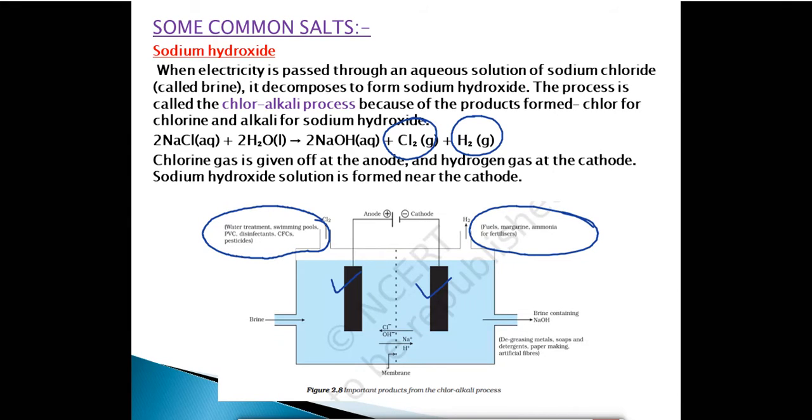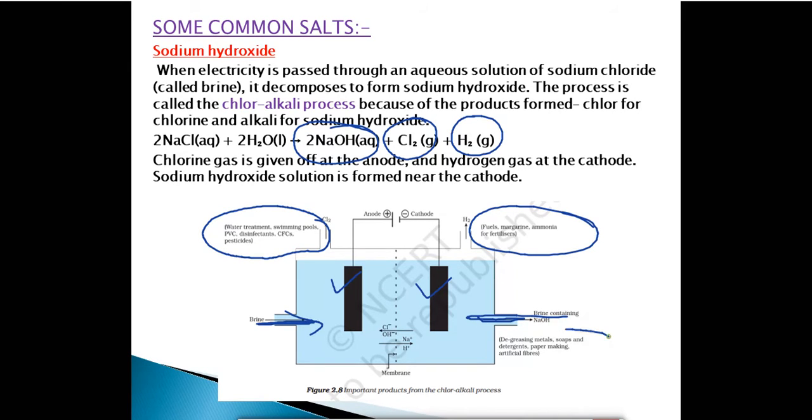Near the cathode you can see this sodium hydroxide solution, which you can take out through this outlet. This is your main product, and through this inlet we have to provide brine solution and then pass electricity. When you pass electricity, this brine solution will decompose to give you NaOH, chlorine and hydrogen. Chlorine will be formed at the anode and hydrogen gas at the cathode, and this sodium hydroxide will be formed near the cathode and we can get it through this outlet.